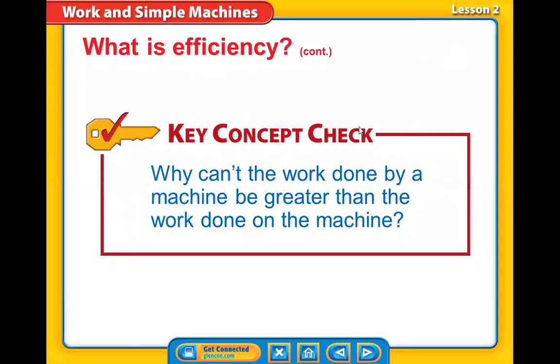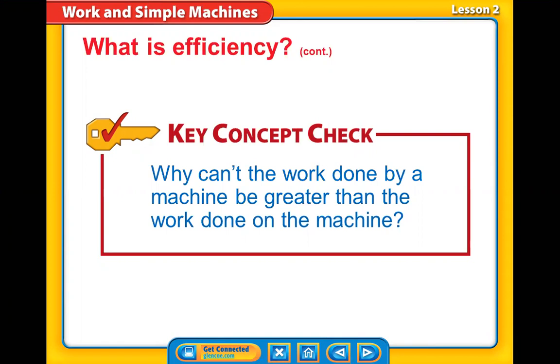So we can conclude that efficiency is the ratio of the output work to the input work multiplied by 100%. Why can't the work done by a machine be greater than the work done on the machine? Due to the friction that exists in the machine, which takes some of this energy so it cannot be used to do the work.